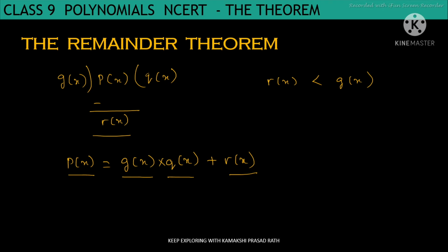So when we talk about polynomials, that means the degree of the divisor is greater than the degree of the remainder. That one you have to see. So the degree of the remainder should be less than the degree of the divisor. Now degree means the highest power of the variable. Coming back to our statement, p of x equals g of x multiplied by q of x plus r of x.